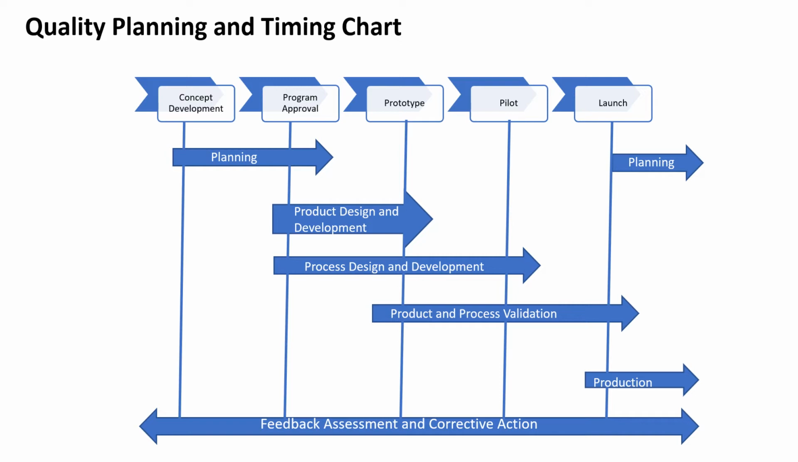In that, we will have the 5 phases of the APQP: planning, product design and development, process design and development, product and process validation, and production planning. After all this, when launch happens, when it goes for mass production, in between we will have feedback assessment and corrective action. In all phases it will be there, so that is the reason it is given as the last one. That means it is not a never-ending activity, so that's the reason it is given like that.